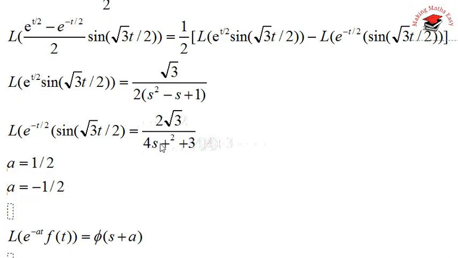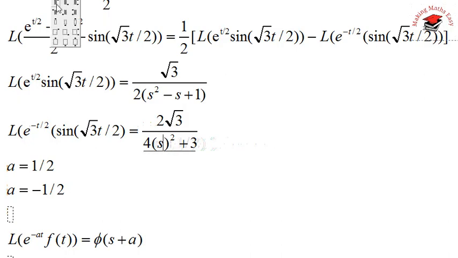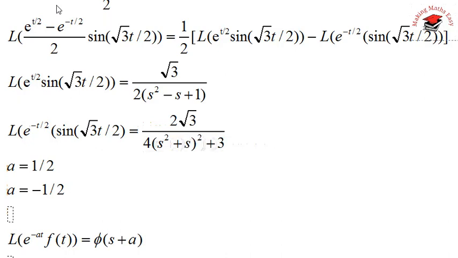So 4 times s square will become equal to 4 times (s plus 1 by 2) the whole square plus 3. So we will split this function as (a plus b) the whole square. So this will become equal to s square plus 2 times s multiplied by 1 by 2, which is nothing but s, and again (1 by 2) square, so (1 by 2) square is equal to 1 by 4.